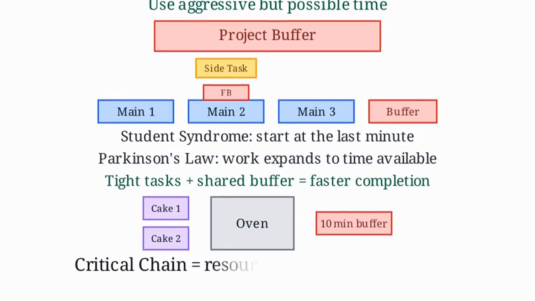To summarize, the critical chain method focuses on resources, removes hidden safety from tasks, and uses shared buffers to protect the project finish date. That is how projects finish faster and more reliably.